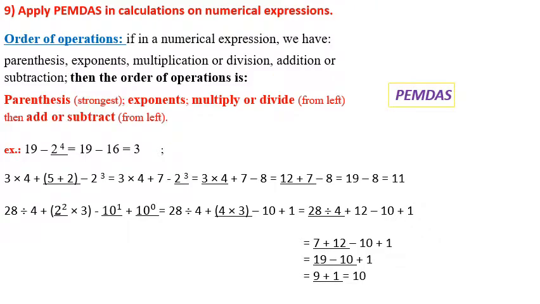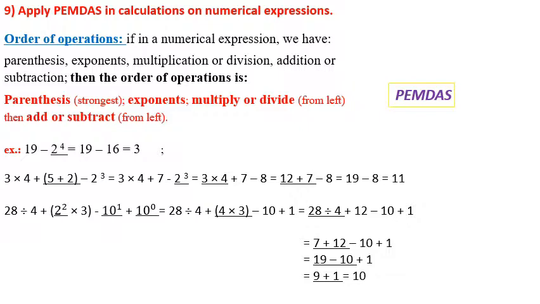Now, how can we apply PEMDAS in calculations on numerical expressions, which is the order of operations as we talked about before? If in any numerical expression we have parentheses, exponents, multiplication or division, addition or subtraction, then what should be the order of operations? The parentheses are the strongest, then we go to the exponents, then we multiply or divide, and at the end we add or subtract from left to right.